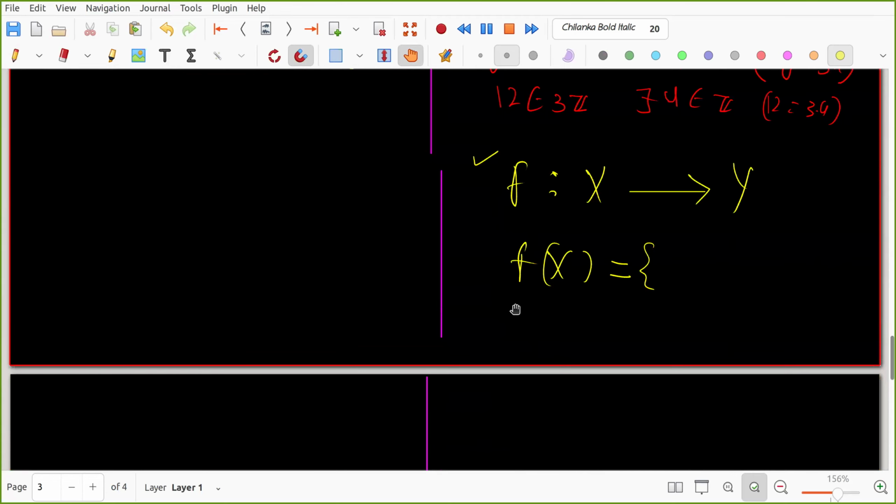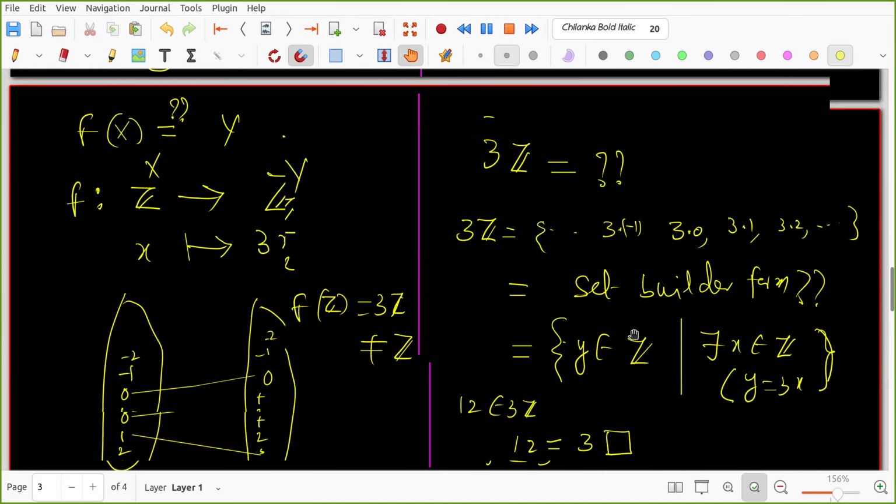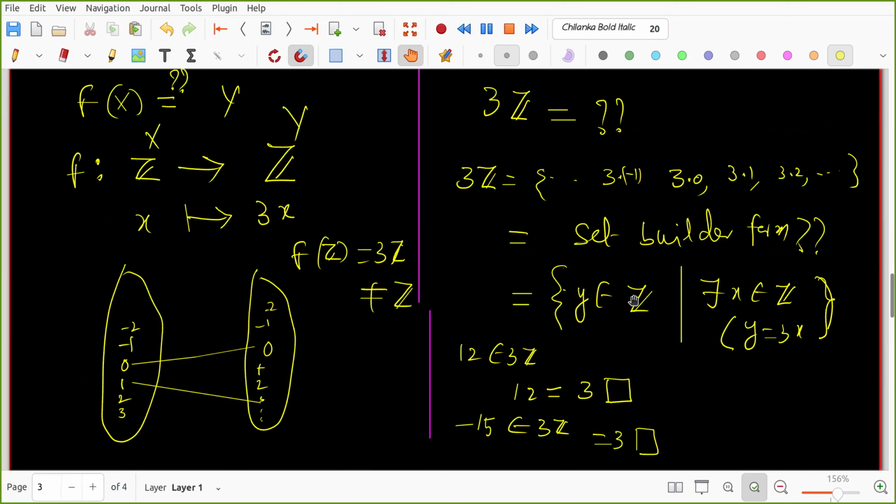It is the set of all images. So where do I have to take them? See, f of X is a subset of Y, right? So here also you took that. So look at this 3Z. What is this Z? Is it a domain or codomain?